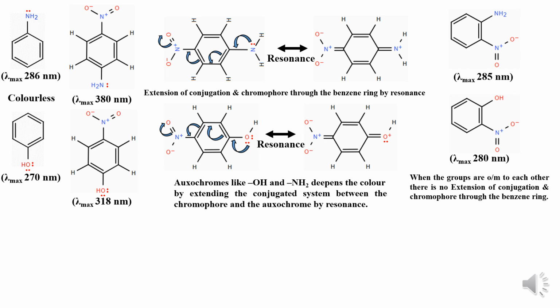Now let's shift the position of the nitro group from the para position to the ortho position and see what happens to the lambda max. When you shift the nitro group to the ortho position, you can see that there is no change in lambda max. The lambda max almost remains the same. This is because when the groups are ortho to each other, there is no extension of conjugation or extension of chromophore through the benzene ring. And whenever there is extension of conjugation by resonance, the lambda max increases. You see a bathochromic shift. And when the groups are ortho to each other, there is no extension of conjugation, and therefore no increase in lambda max.